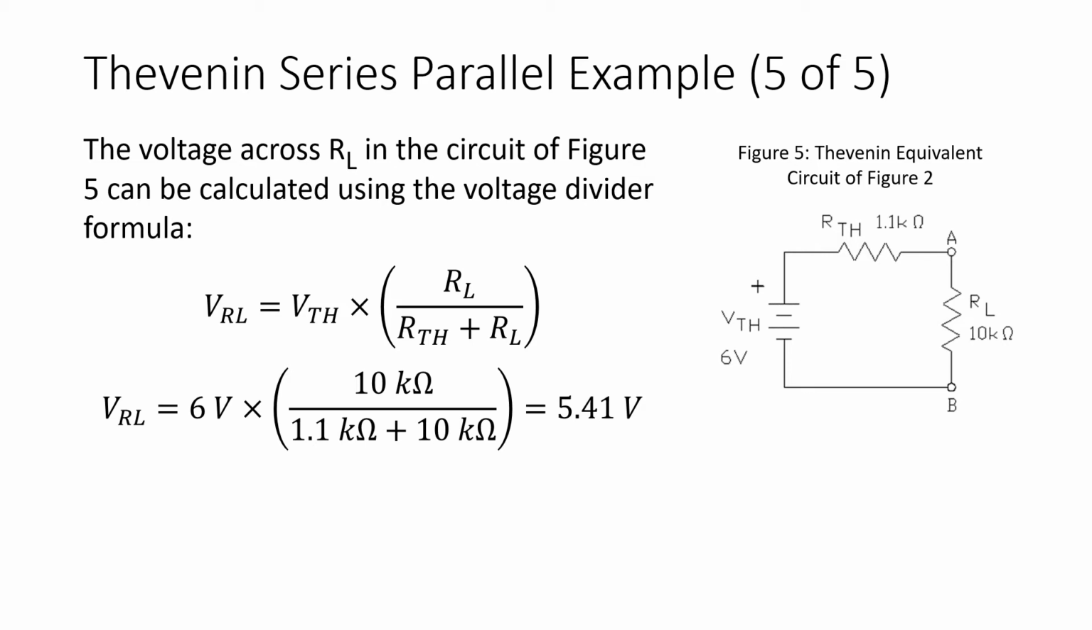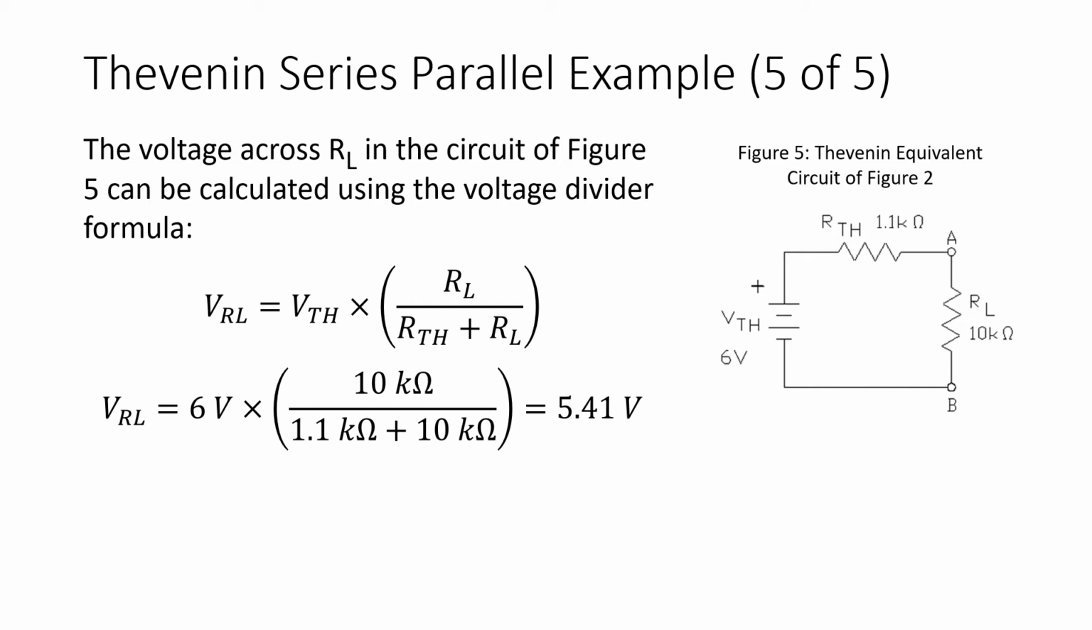Now, I'm sure that a lot of you are thinking this sure was a lot of work. We could have just analyzed the circuit of figure 2 much more quickly. However, the benefit of deriving the Thevenin equivalent circuit is that if we want to see how this circuit reacts or performs if RL was 9 k ohms, after I've derived the Thevenin equivalent circuit, all I have to do is change the value of RL in the voltage divider equation, and I can easily calculate the load voltage.